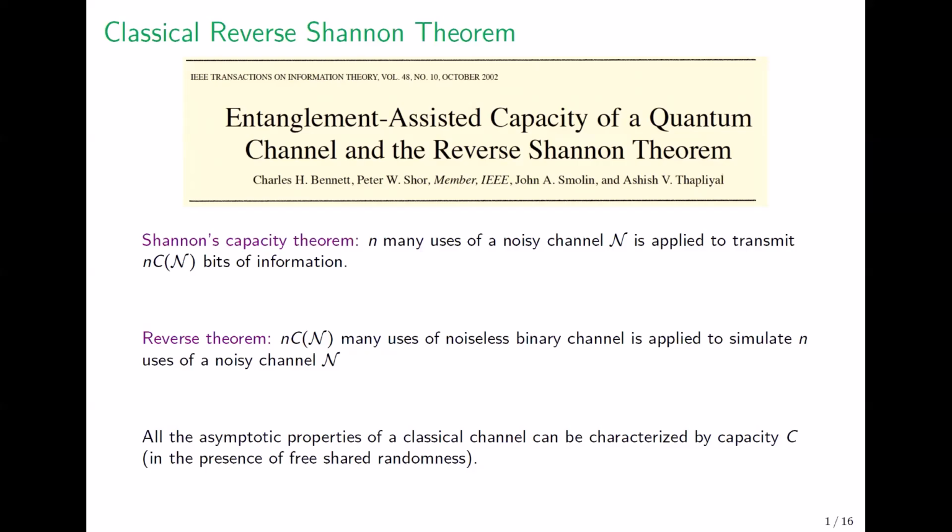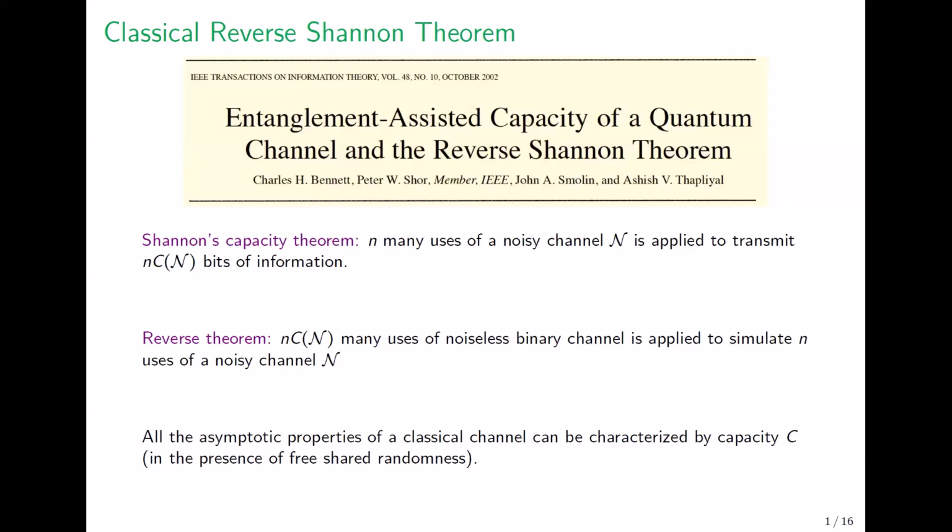So what does the Shannon capacity problem say? Everybody here knows already about that, but let's just review. It says that if we have access to n many uses of a channel, then we can transmit cn many bits of information. Here we assume that n is very large and c is the capacity of the channel. So in a sense, if we have n uses of a given channel, then we can simulate cn many bits of a noiseless channel.